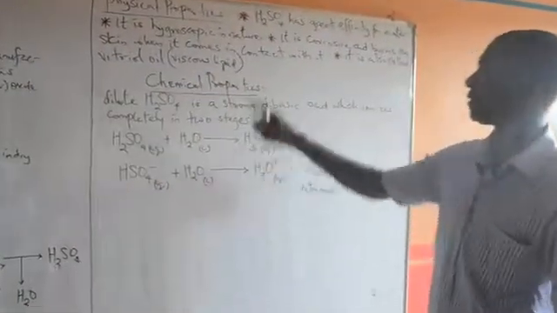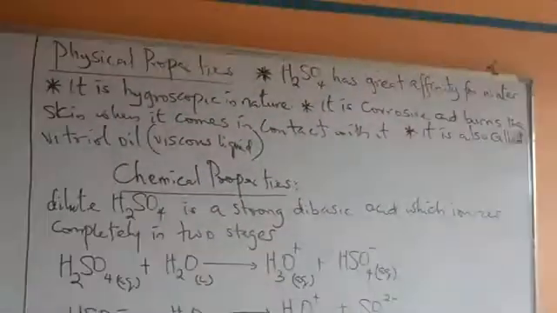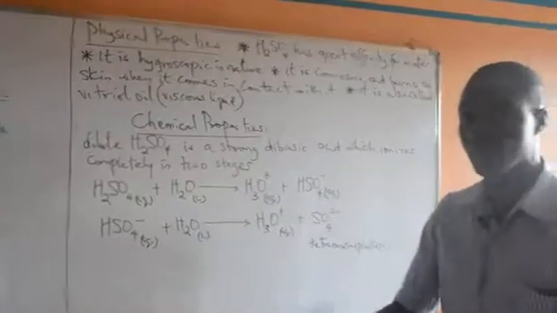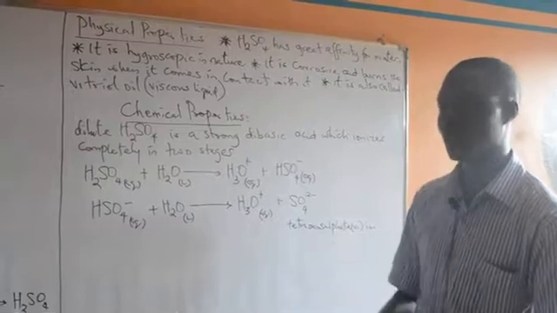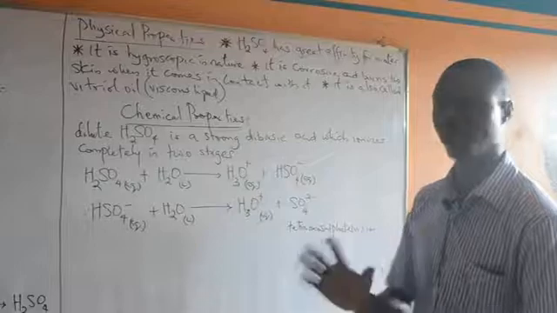So now let's move over to the physical properties of this acid we are talking about. The physical properties of this acid, which is tetraoxosulphate 6 acid. Tetraoxosulphate 6 acid is not an acid that you should play with, except when diluted. When diluted, it's okay, but when it is raw, there is nothing you can do about it.